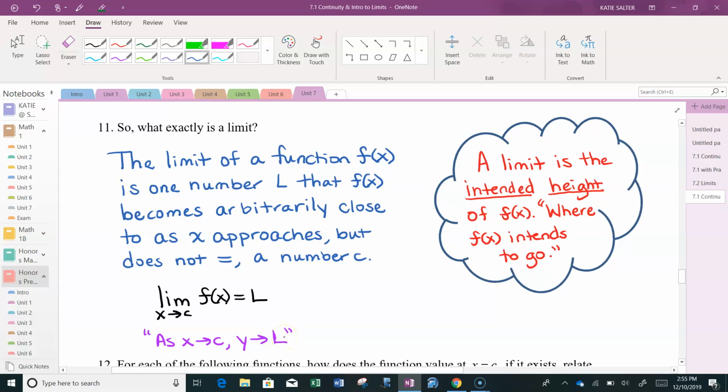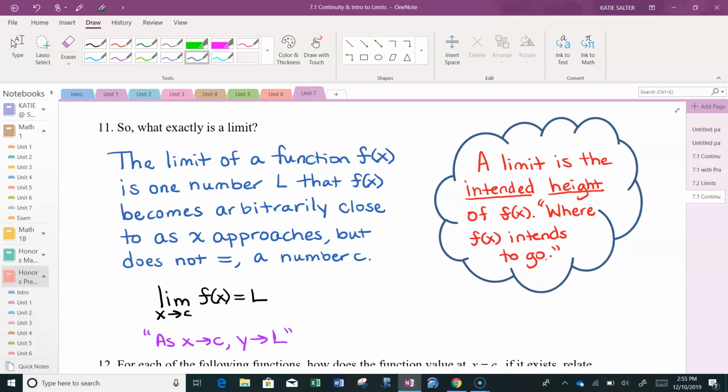So that's why when we're looking at our tables, it has to close in on a specific number. Remember, a limit is the intended height of f of x, where f of x intends to go, where it's trying to get. All right, for each of the following functions below, how does the function value at x equals c, if it exists, relate to the limit of the functions as x approaches c?